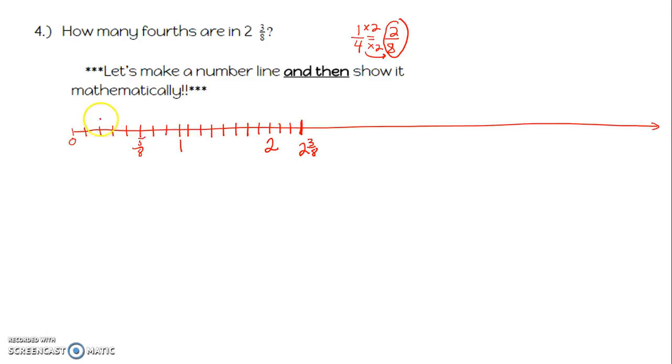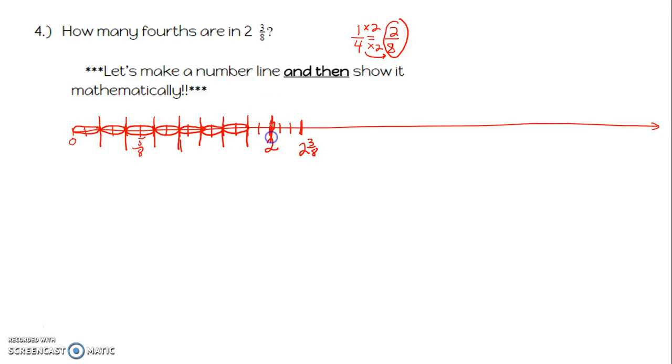So every 2 slots is 1/4 or 2/8. So there we go. That's 1/4 right there. We have a second one. Go over 2 because I'm going over 2/8 every time. That's a third one. Go over 2. That's a fourth. Go over 2. There we go. And I'm going to keep that process going, breaking these up into fourths. Every 2/8 is a fourth.